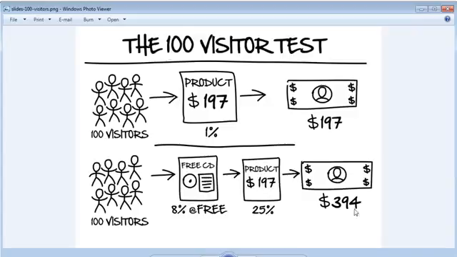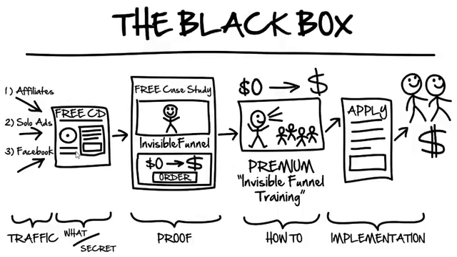And this was the big first aha for us in this funnel: we can make way more money and get way more customers if we pull out our best thing, give it away for free, and get those people into our funnel. So that was the first thing, and that's what we lead with in the black box.